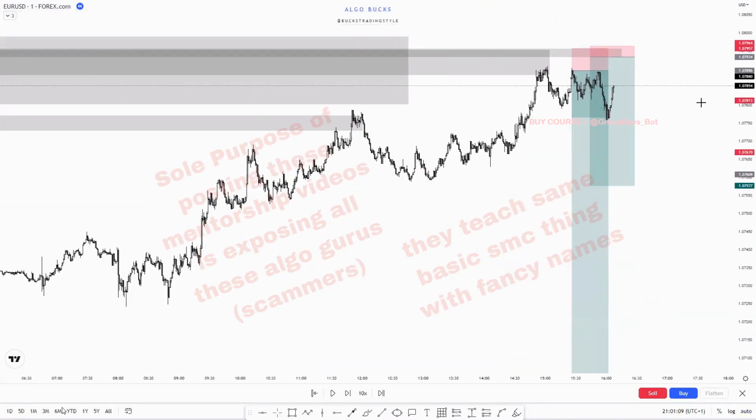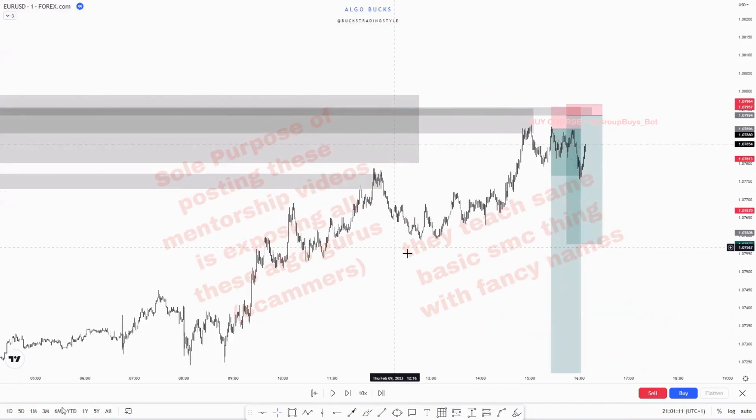So let's see. We've not gone break even on this sell. We want to go break even from this low right here. So let's see.